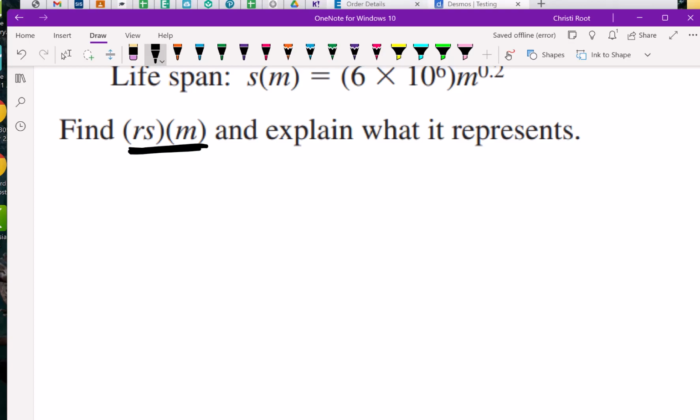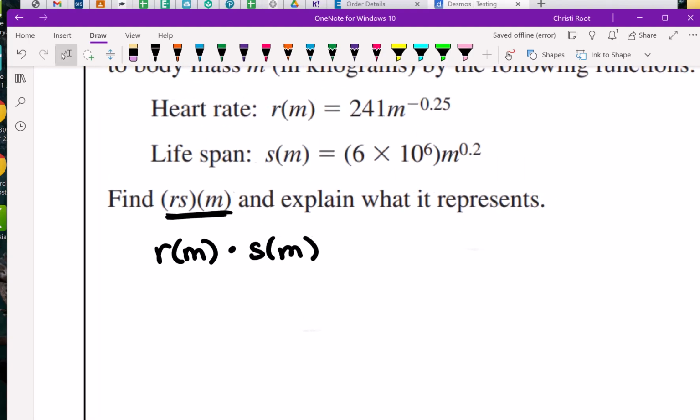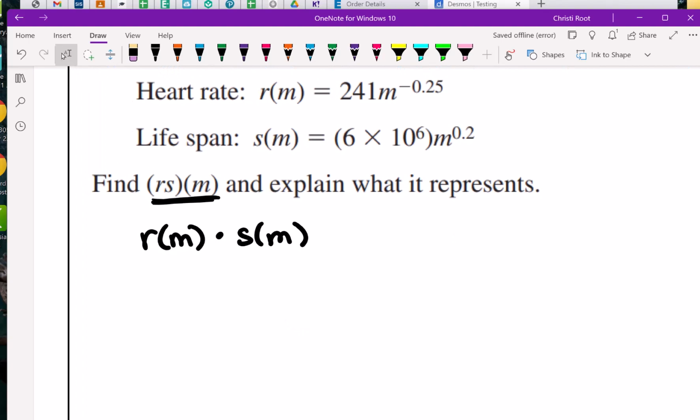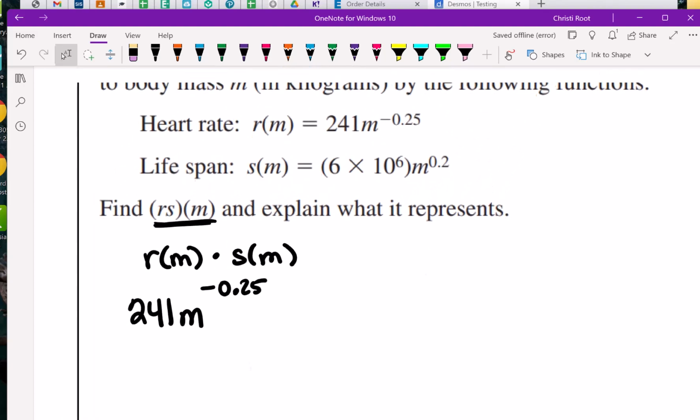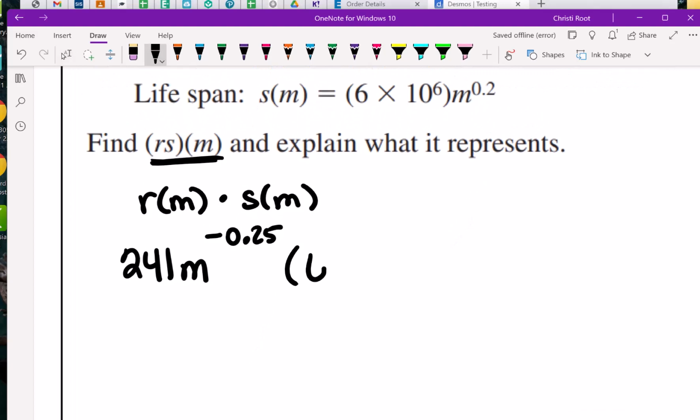What does RS of M mean? Okay, so that means to multiply R of M and S of M. So I'm going to do R of M times S of M. So we're going to multiply them together. Now, after we multiply them, we're going to talk about why we did that. So R is 241 M to the power of negative 0.25. And S, that is in scientific notation.